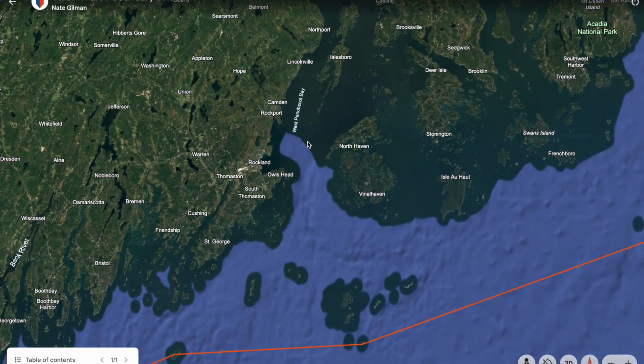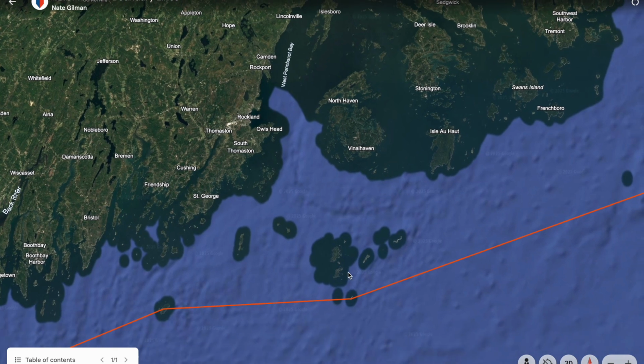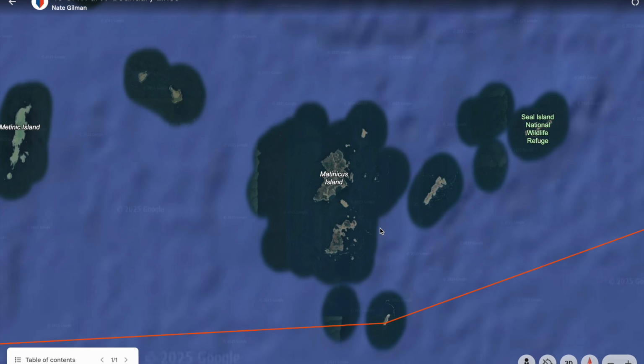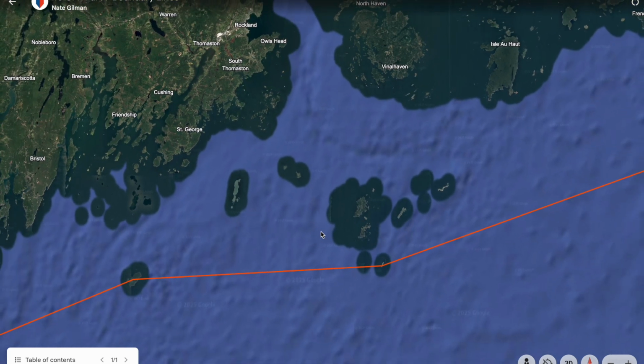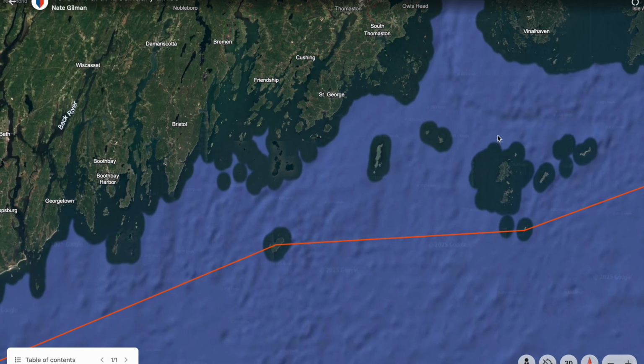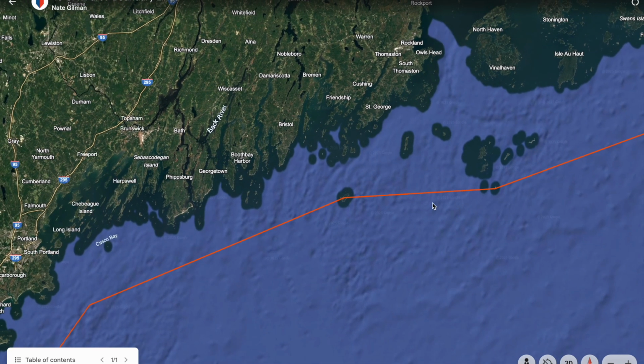So if you're in the Penobscot Bay, you sail out past Vinalhaven and you don't make it outside of the islands. If you stay inside the islands, you are in inland waters. You make it over here, you're going to be in near coastal waters, right? So if you spend all of your time sailing around, you are still in inland waters. The second you touch outside this line, you're going to be in near coastal waters.